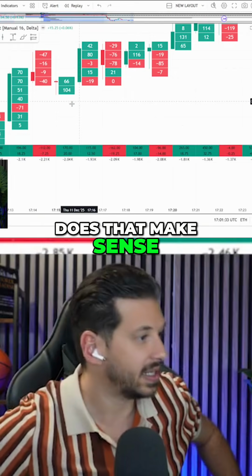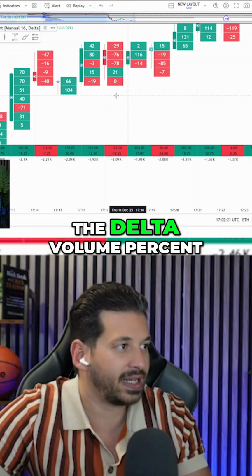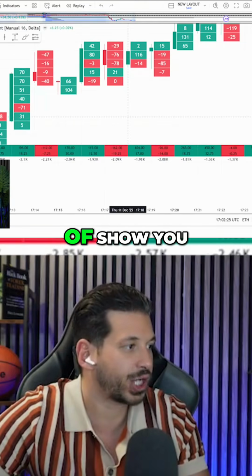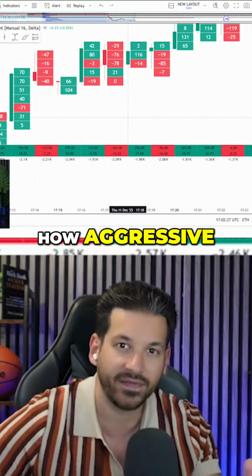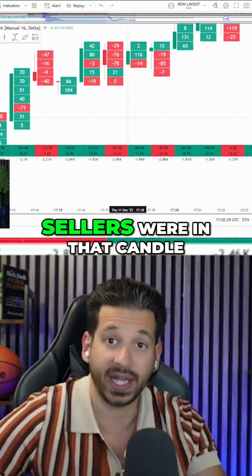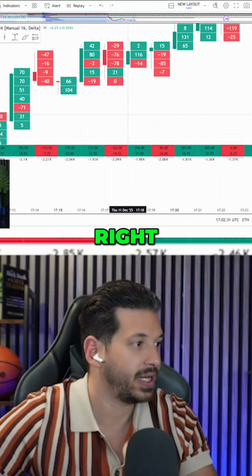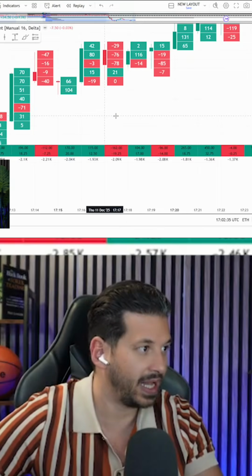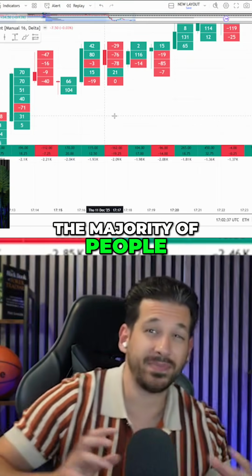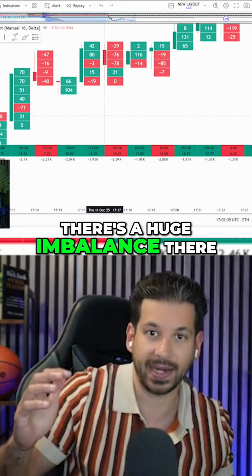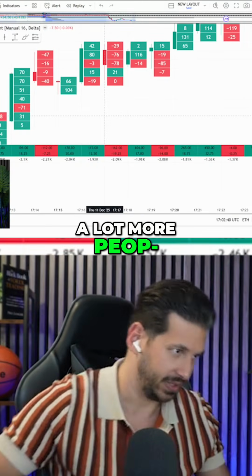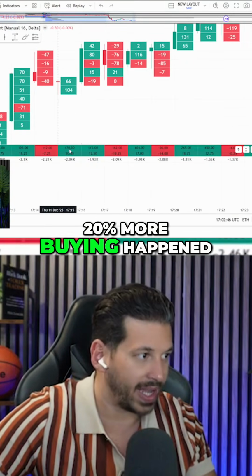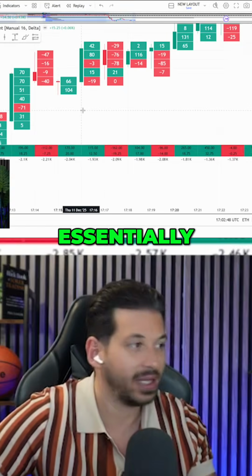Does that make sense? And the reason the delta volume percent can be useful is because it can show you how aggressive those buyers or those sellers were in that candle, right? Because if you've got a really high delta percent, it means there's a huge imbalance there, right? A lot more people are buying than they are selling. 20% more buying happened in that candle essentially than selling.